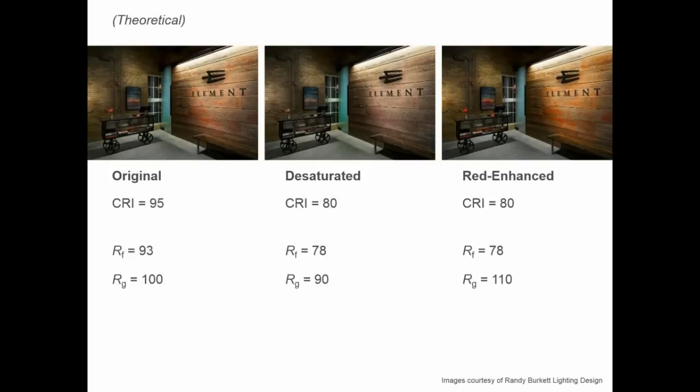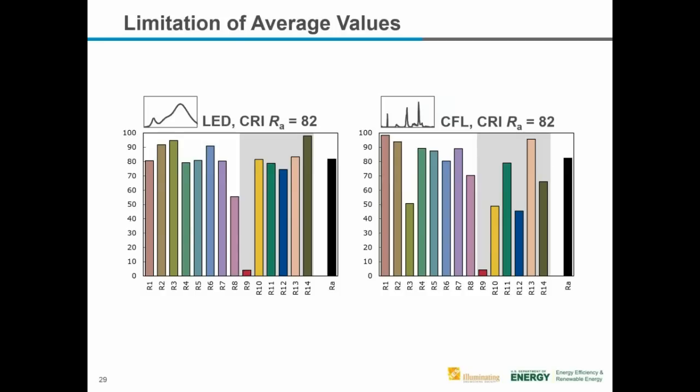For the middle image, we see an RG value of 90, which is less than 100 and indicates that on average, color will be muted with this light source. For the right image, we see an RG value of 110, which means that on average, there will be an increase in saturation. Note, however, that because RG and RF values are based on averages, they do not indicate which colors will be distorted, which leads to the intrinsic limitation of average values.